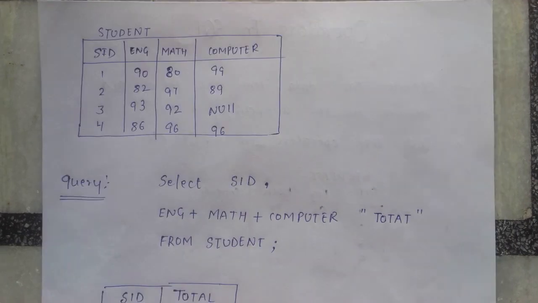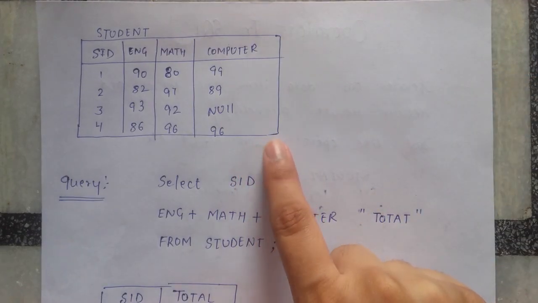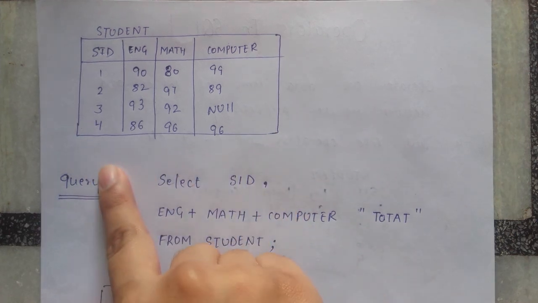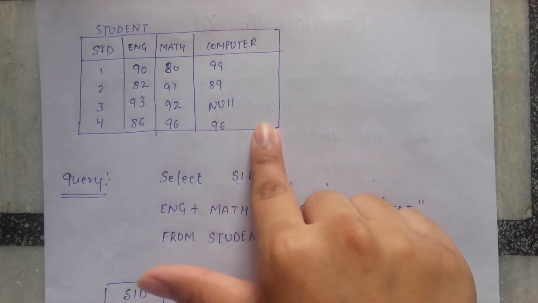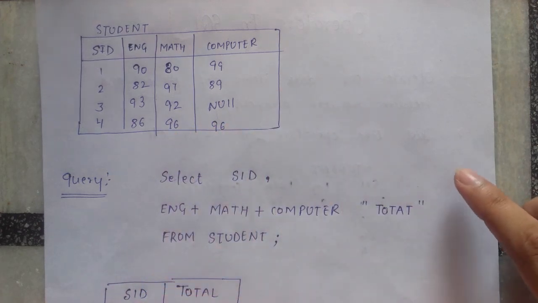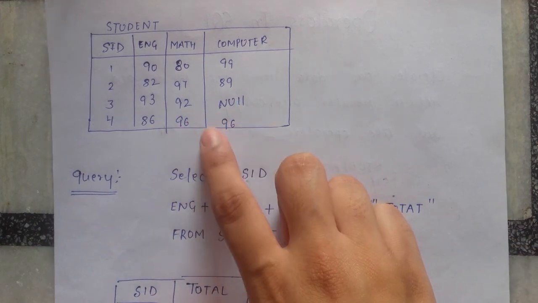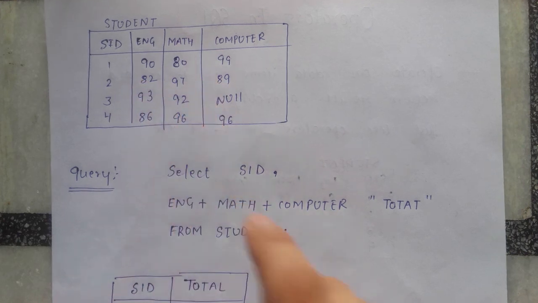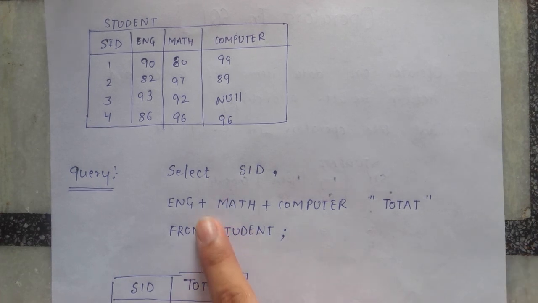Now let us take an example here. We have taken the same table as below. It is a student table. It consists of four columns: student ID, his name, and their marks in three subjects. Suppose we wish to find the total of all the marks that the student has gained. In that case we will use the addition operator, the plus symbol.